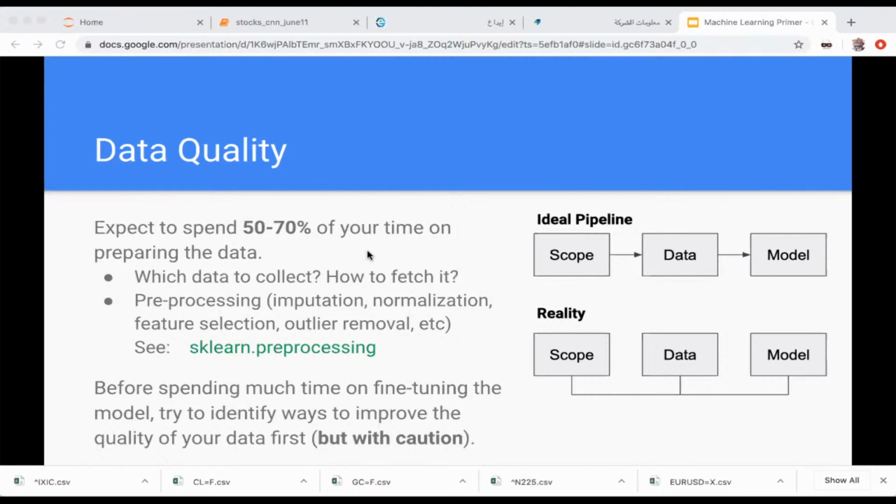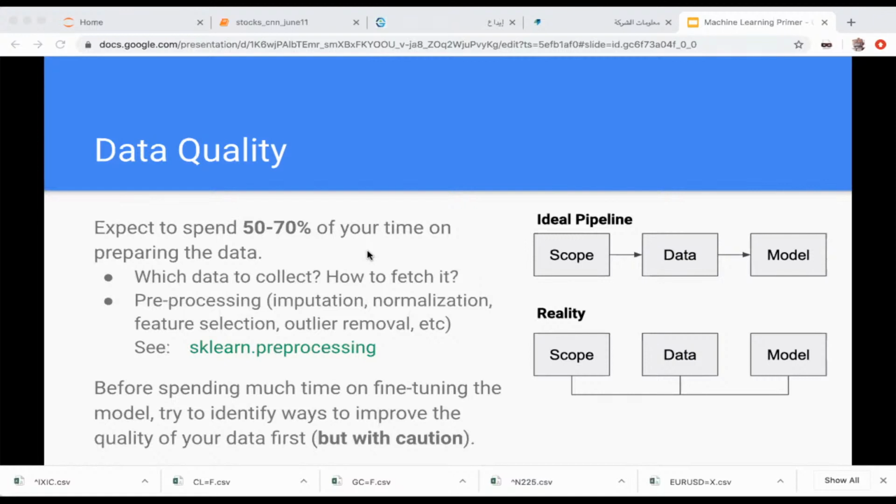So the point I want to make is you might find that in your projects you will need to develop all of them together in parallel, both the scope, the data, and the model, not in sequence. Again, if you find yourself in that position, do not be frustrated. And this is sometimes expected.